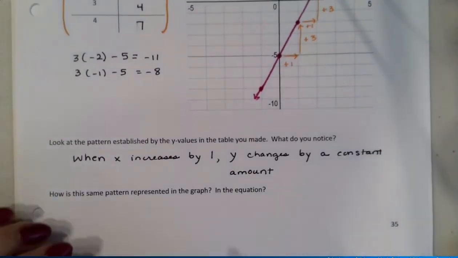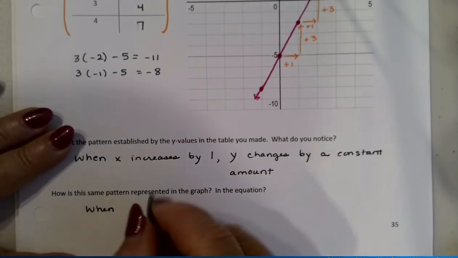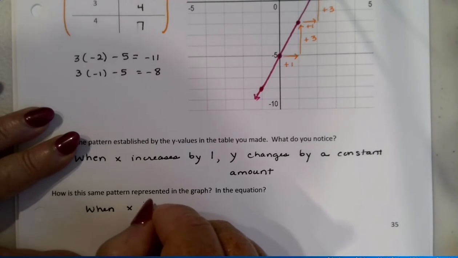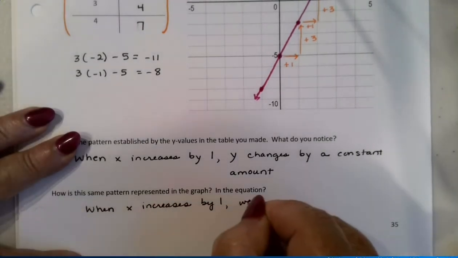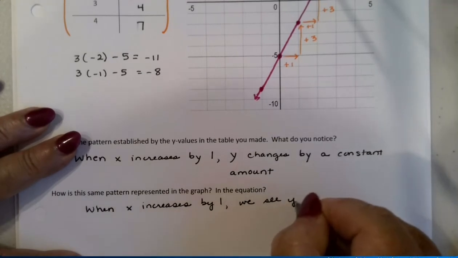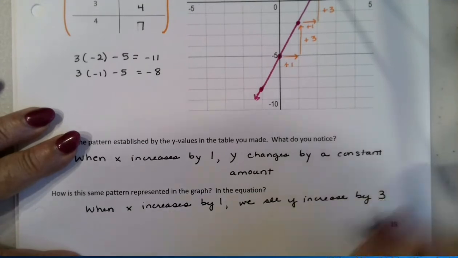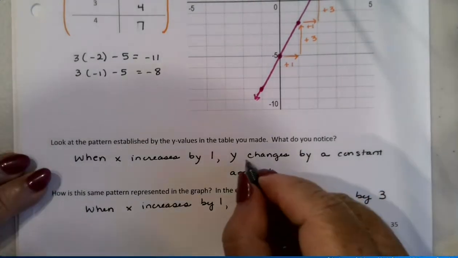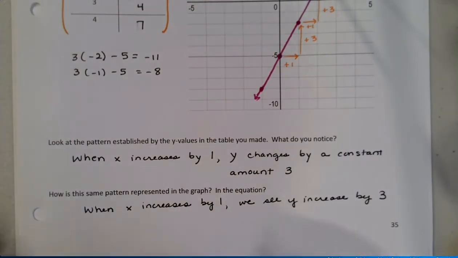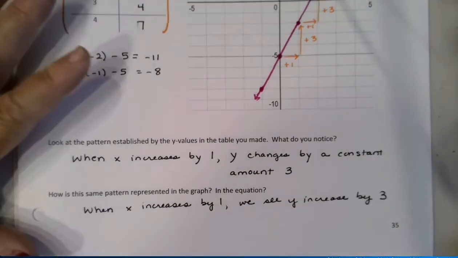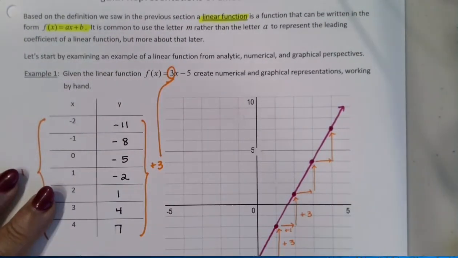So in the graph, when x increases by 1, we see y increase, in this case, by 3. I probably should have said here y changes by the constant amount 3 in this case. What about in the equation? Well, as I mentioned earlier, in the equation, the 3 was the multiplier on the x.